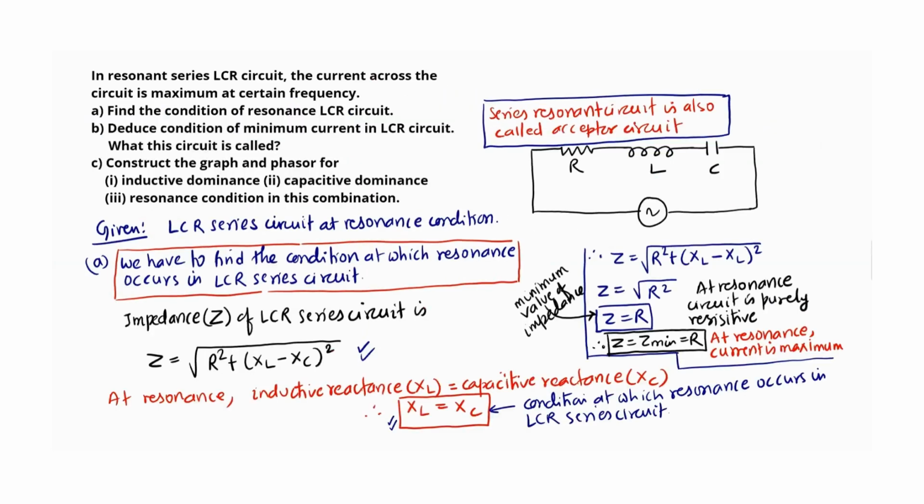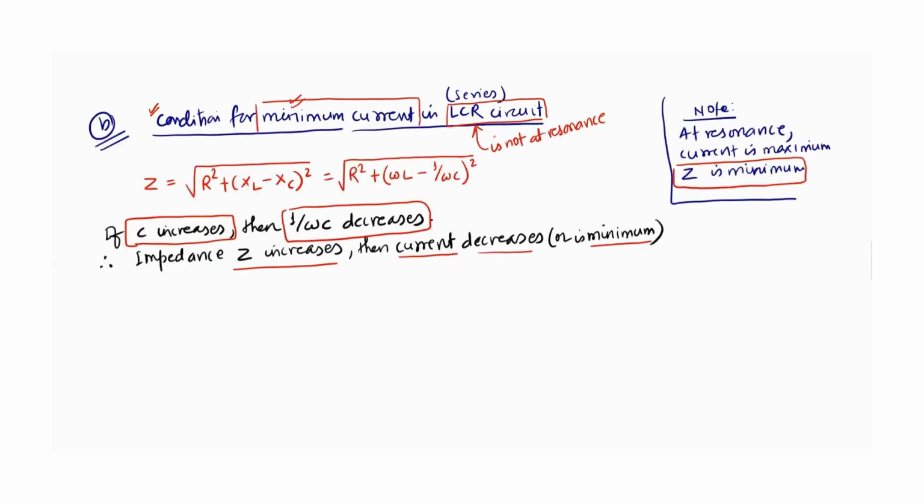Okay. So let us look at question C. Construct the graph and phasor for first, inductive dominance; second, capacitive dominance; third, resonance condition in this combination. So we are asked to draw the phasor diagram.